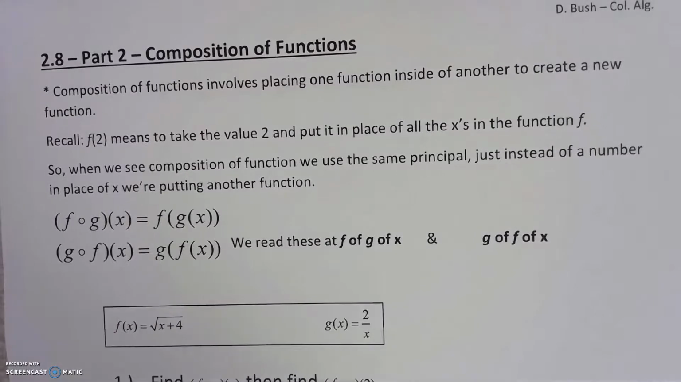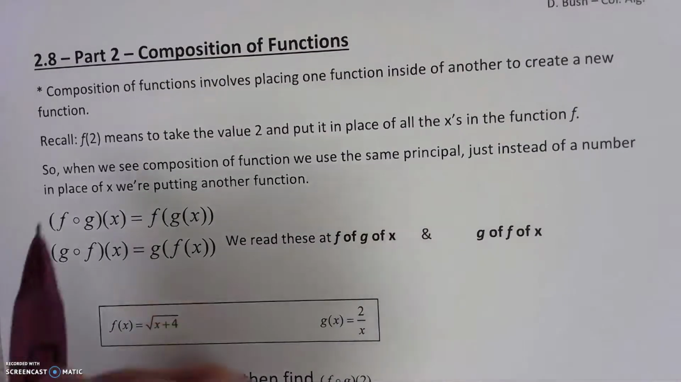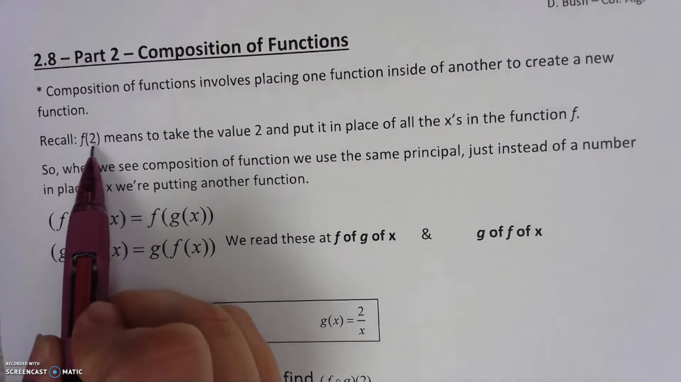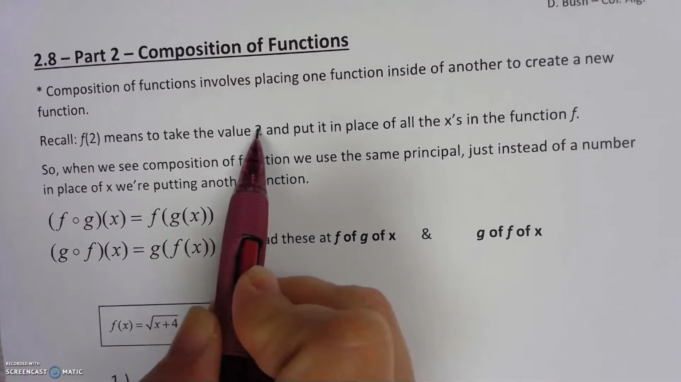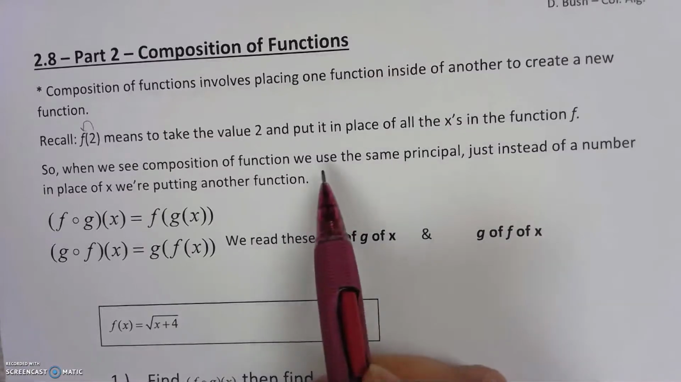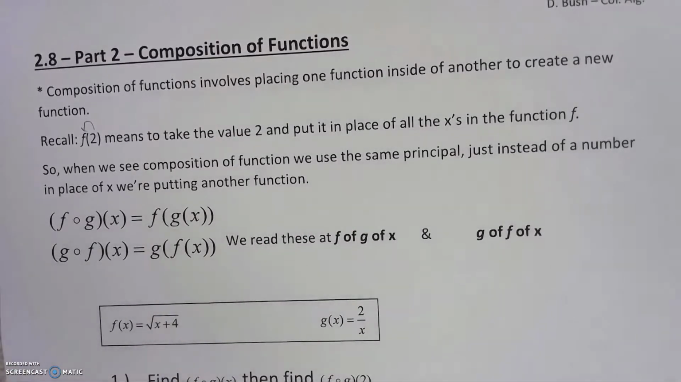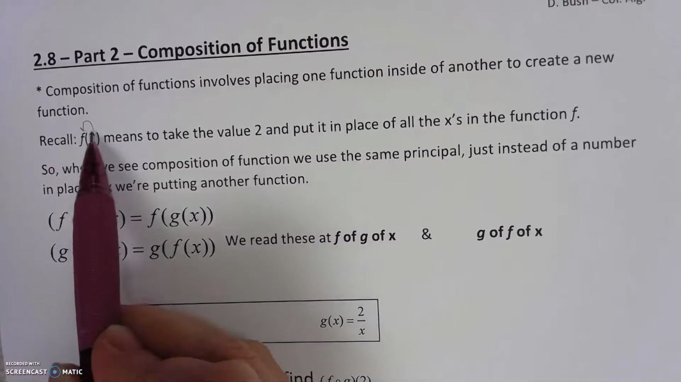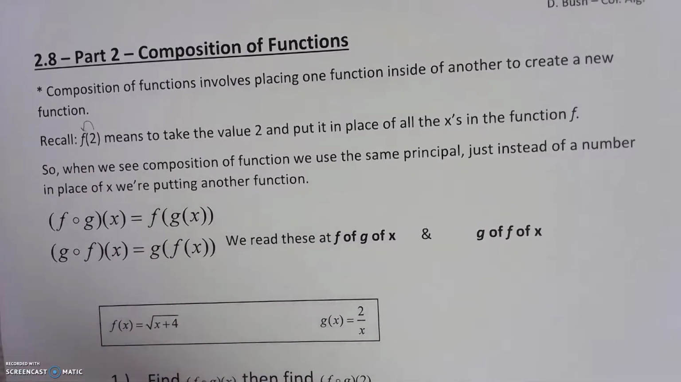Now this is really nothing any different than when we say f of 2. That means to take the value 2 and place it in the function in place of x. We're going to be doing the exact same thing, except this time, instead of putting a number in x's place, we're going to put another function. So we've just been placing numbers, not functions.